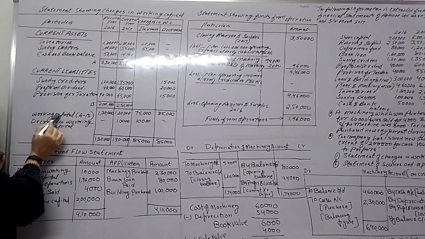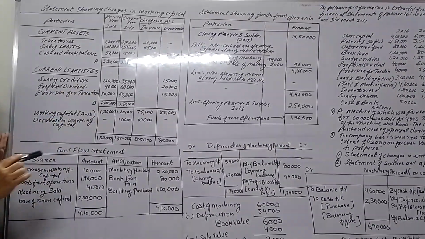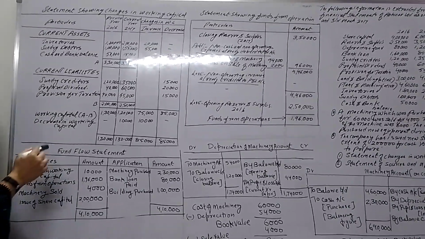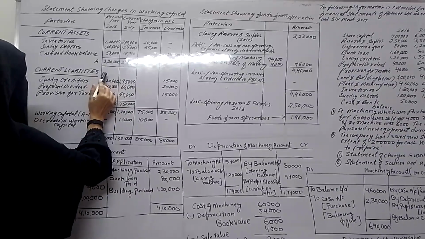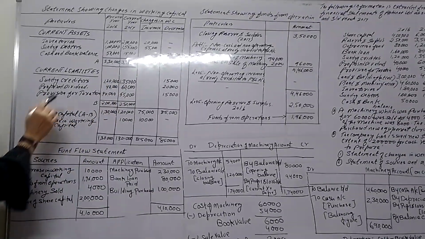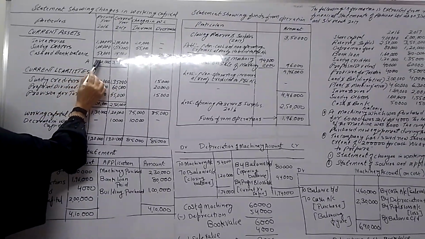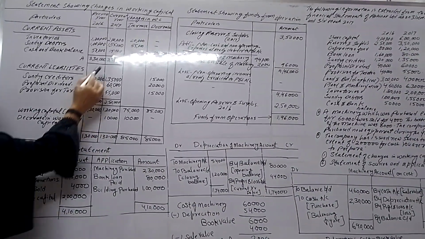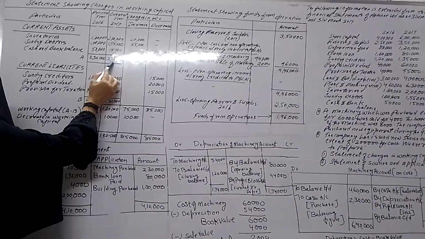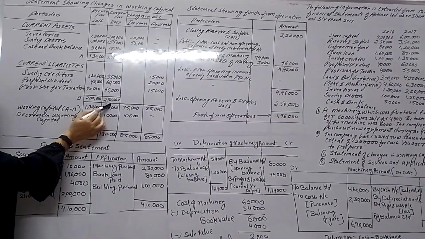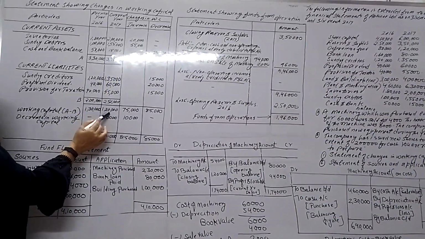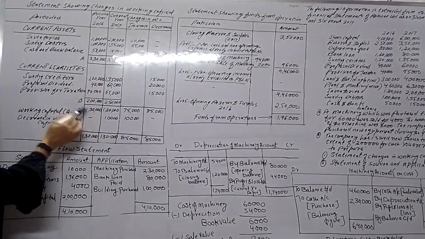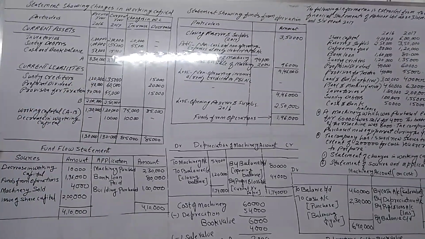Now working capital. Working capital formula is current assets minus current liabilities. Here for current assets we are representing A, for current liabilities we are representing B. So current assets minus current liabilities. 3,30,000 minus 2 lakh, 1,30,000. Second year 2017, 3,70,000 minus 2,50,000, 1,20,000. This is our working capital, A minus B. Current assets minus current liabilities.